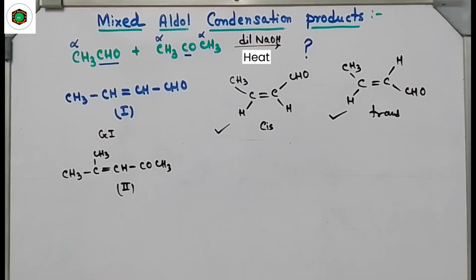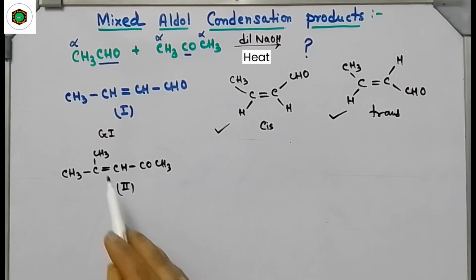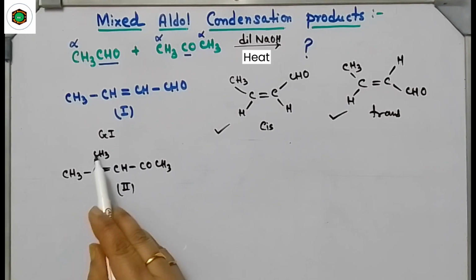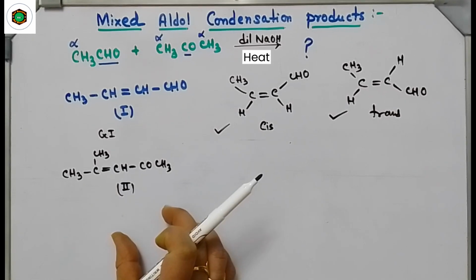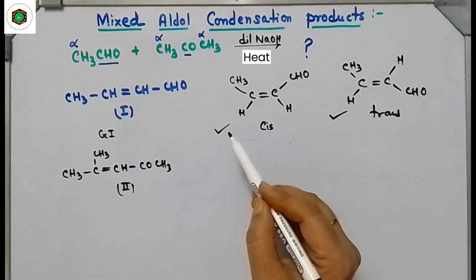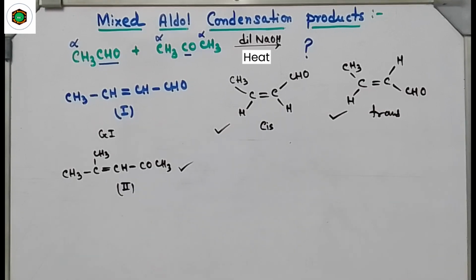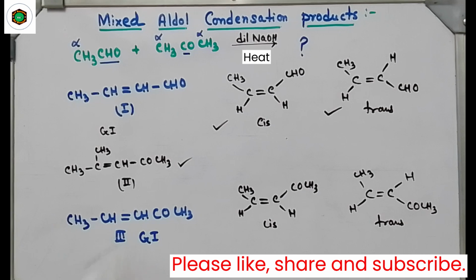In product 2 also, carbon-carbon double bond is there, means restricted rotation is there, but this carbon is having 2 methyl groups. So here GI is not possible. So here this product is possible only. Now see, product 3 is also having carbon-carbon double bond and both the carbons are having 2 different groups. So here GI is possible and this is cis and this is trans. So these are possible. So how many total we are getting? 1, 2, 3, 4, 5.